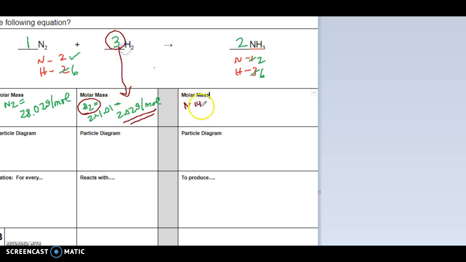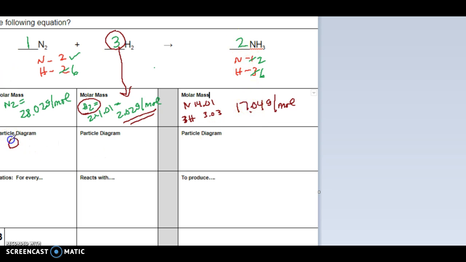And this should be an N at 14.01 and 3 hydrogens at 3.03. All right, I'm just doing this in my head. So this is going to be about 17.04 grams per mole. Again, it's not times 2 because of the coefficient. It just is what it is.